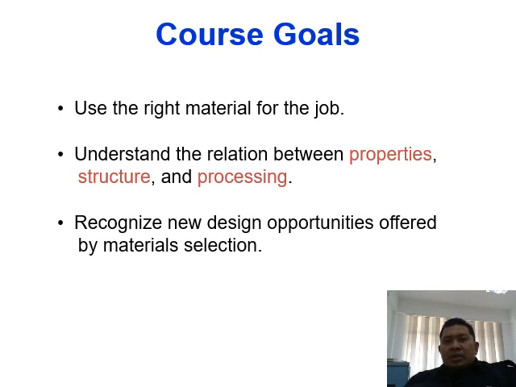Okay, so the course goal is to use the right material for the job, which is whenever you want to make a product, then you need to choose a material. That's all. And then you need to relate between the properties of material, structure, and processing. Okay, ultimately it's processing, but you need to also evaluate the product performance later on. And then the third one is to recognize new design opportunities. Okay, new design opportunities by means that when you are learning material selection, you can use it for PDM and IDP.